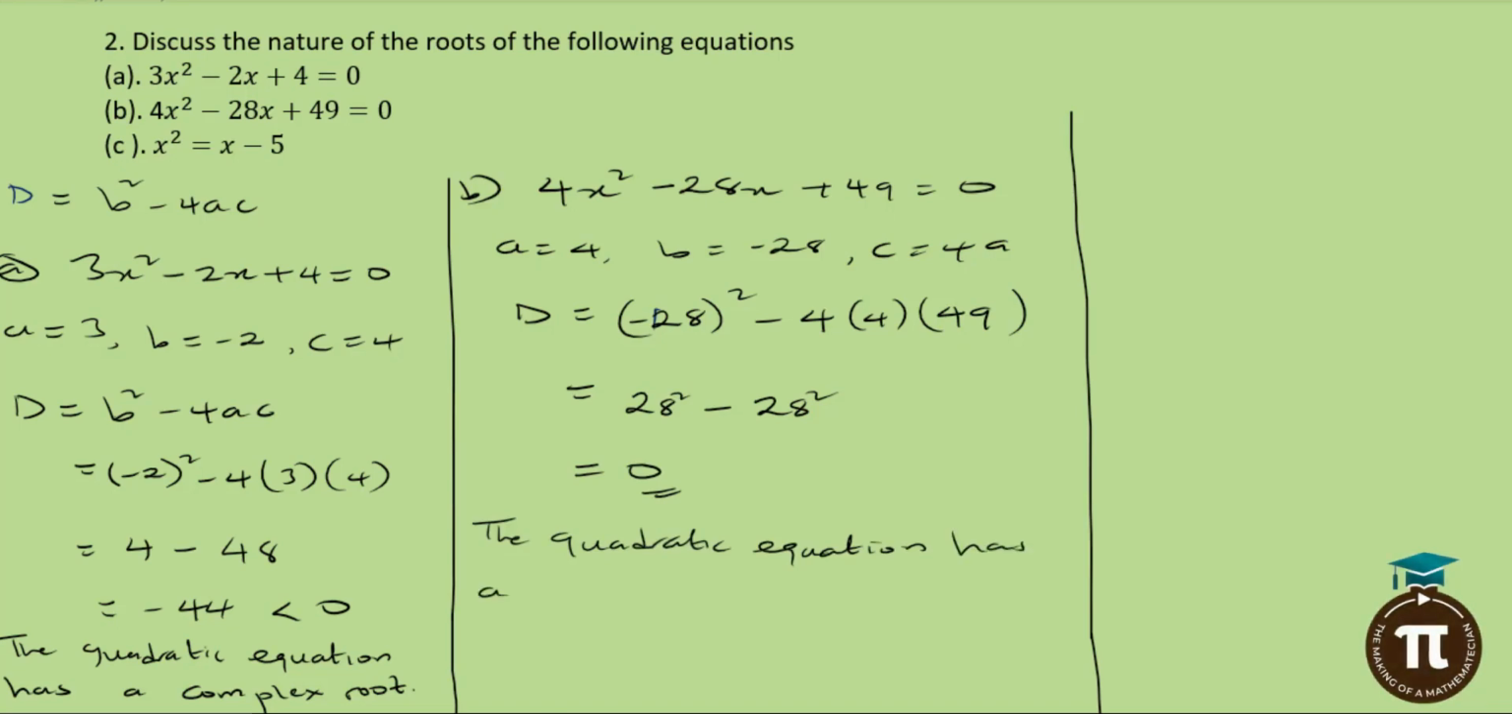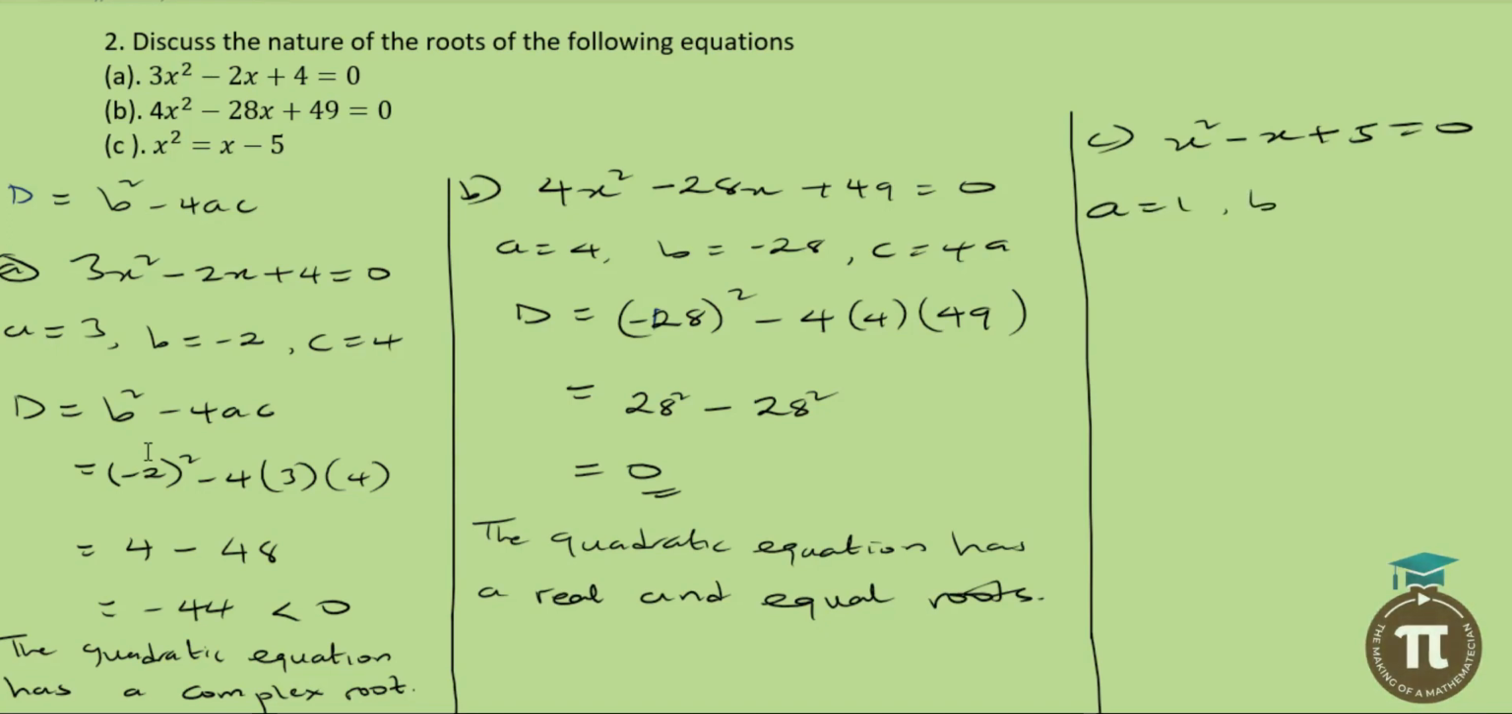has a real and equal root. So here a is 1, b is minus 1, and c is 5.